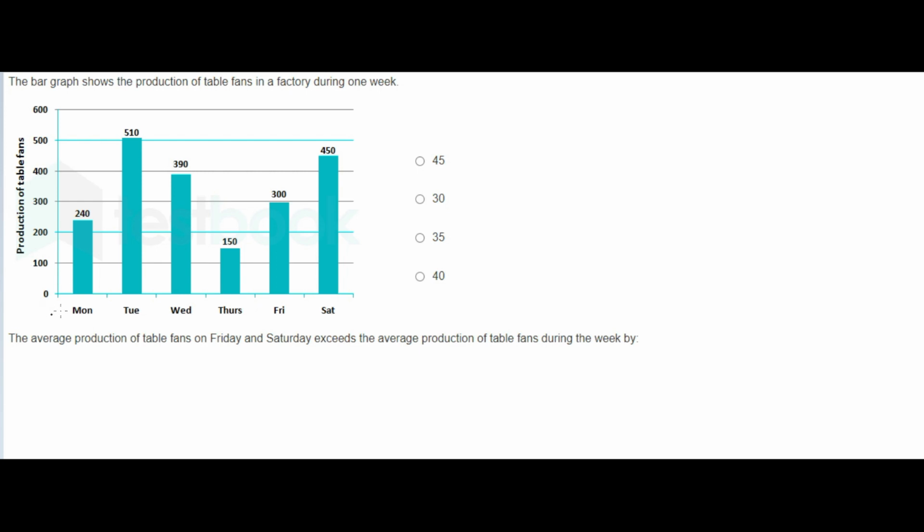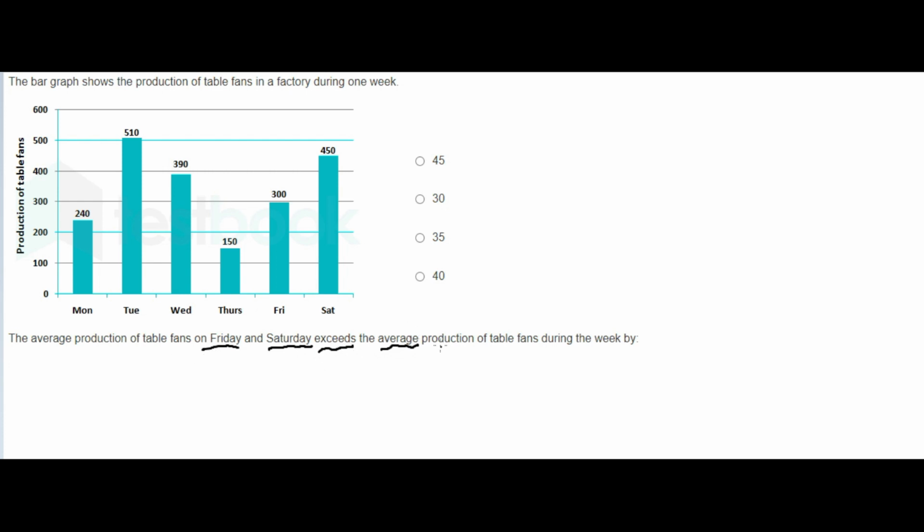The average production of table fans on Friday as well as Saturday, and how far, in what way, or by what difference it exceeds. Because usually you know that Friday and Saturday will be the end of the week, so there will be more production when compared to the previous days usually. So how much they are exceeding in terms of the average is what is asked. That means you take the Friday and Saturday average, and you take the average for the remaining days also, that includes Friday and Saturday as well. So how much do Friday and Saturday exceed the average?